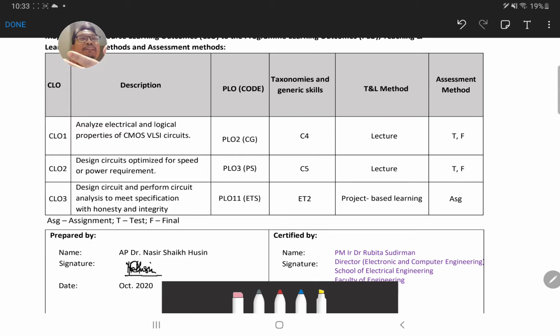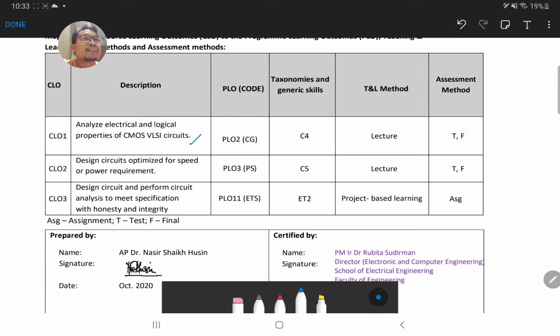So what do we expect you to know, or what skill will you have after you have completed the course? Number one is this one. After you complete the course, if you pass the course, you should be able to analyze the electrical and logical properties of CMOS VLSI circuits. That includes the basic MOSFET, inverters, and then maybe a NAND gate, and then some combinational logic, and maybe we can go to sequential logic as well. But you should be able to analyze mathematically, physically, logically how the circuit works.